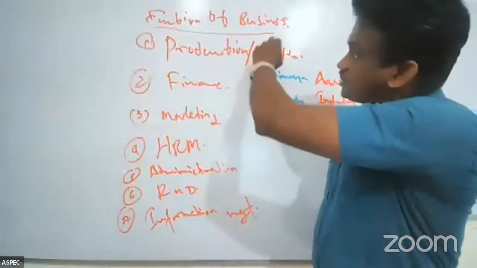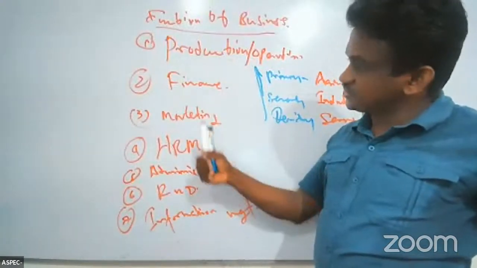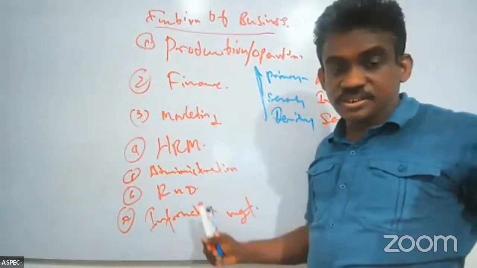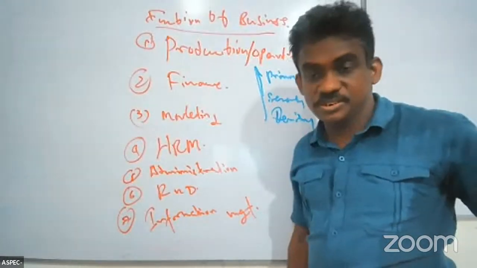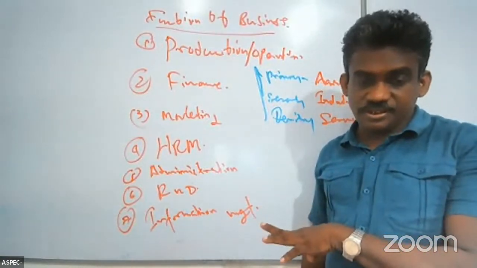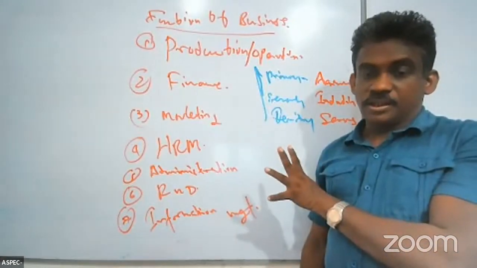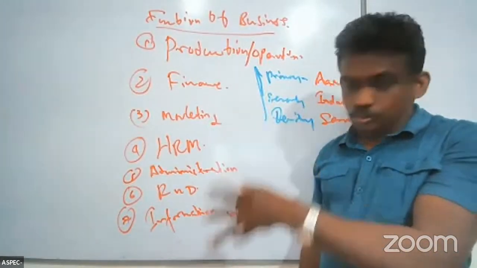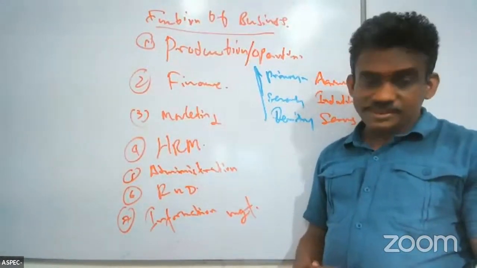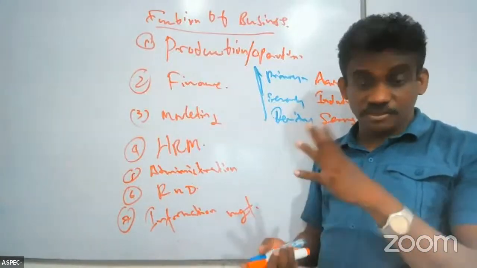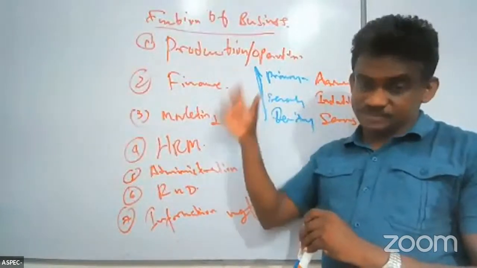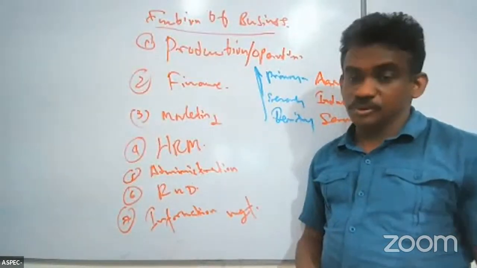What are the functions of business? Production operations, finance, marketing, human resource management, administration, research and development, information management. Very easy, right? Understand and identify these things. These are very important for you to do the exam. This will be tested in the exam, in MCQ questions, especially in the case studies, where they test this type of knowledge. Okay, we move to the next one.